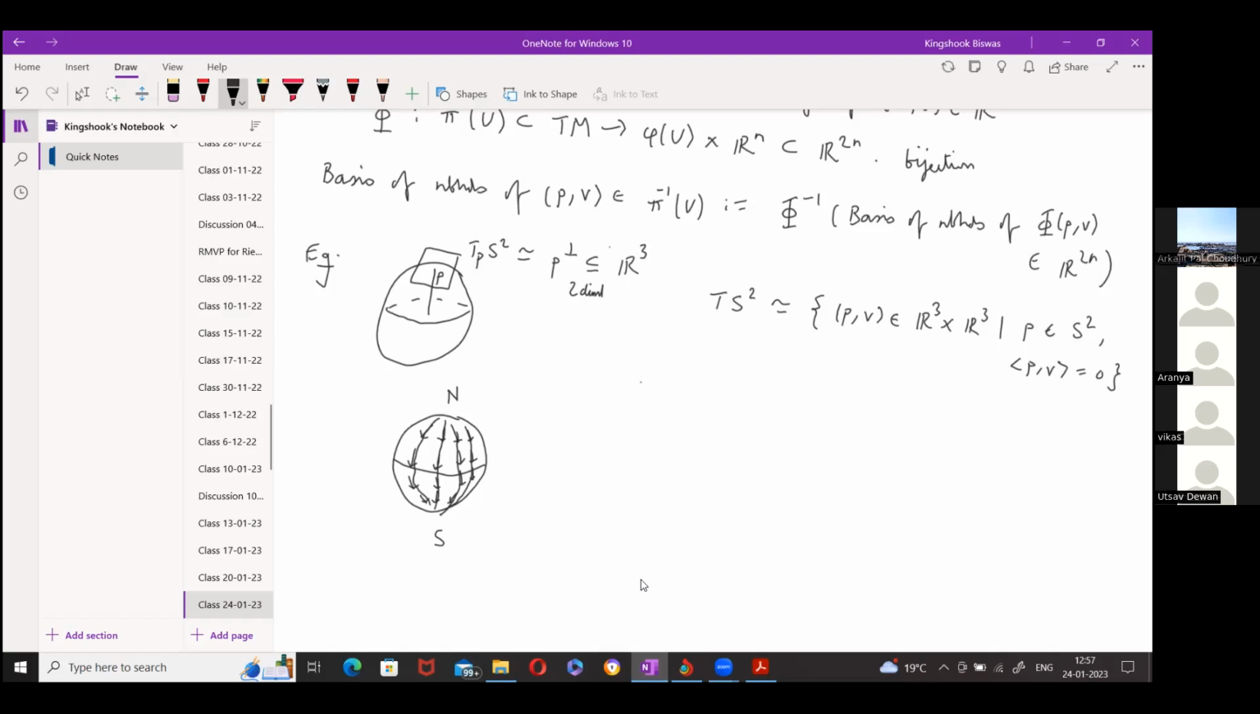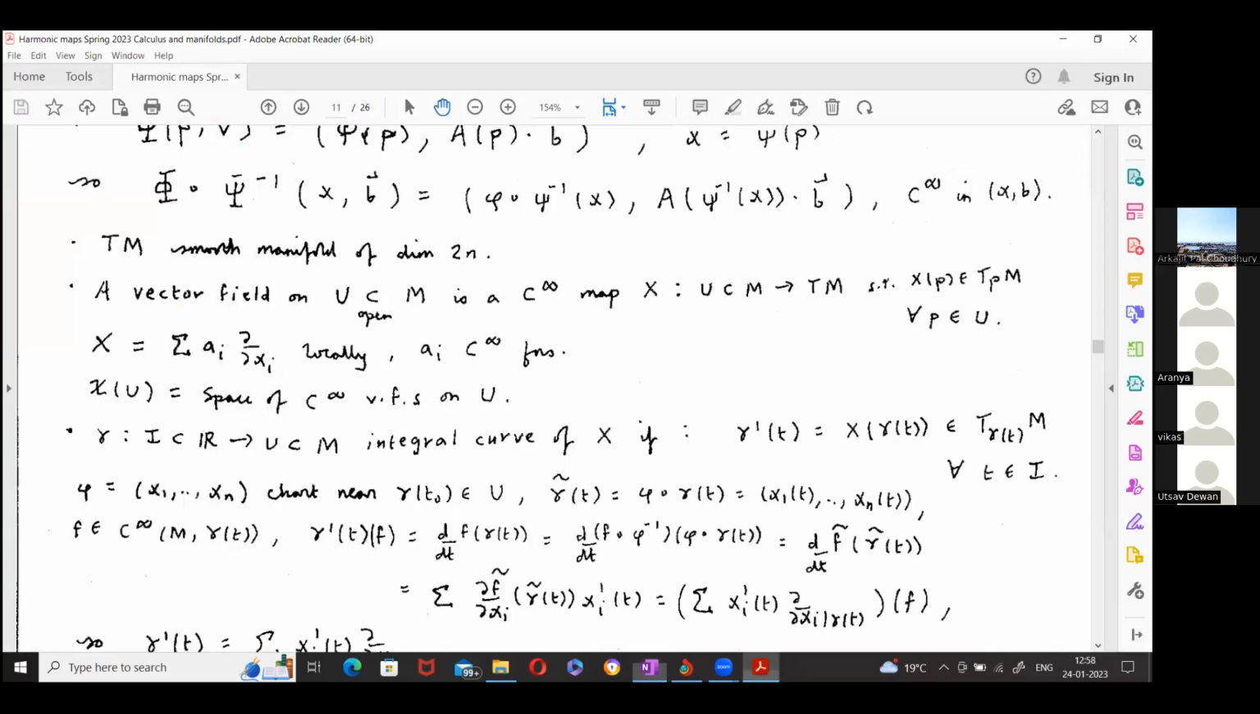So what is the formal definition? Let's get back to the notes. We don't have much time, so I'll just finish by saying this. A vector field on an open subset of M is a smooth map X from the open subset U in M to the tangent bundle TM, such that at each point P, X of P belongs to the tangent space at P. So X of P belongs to TPM for all P in U.